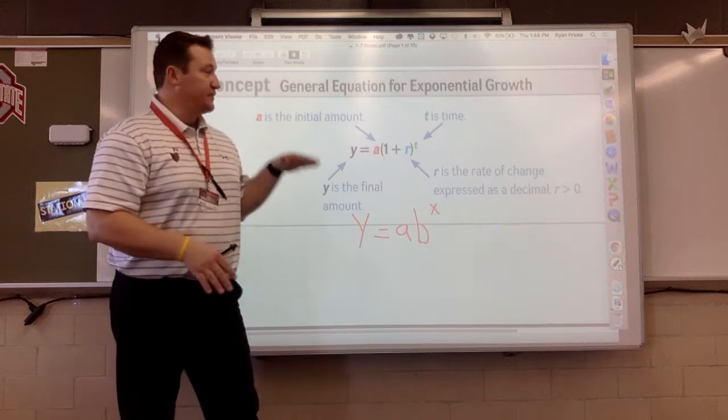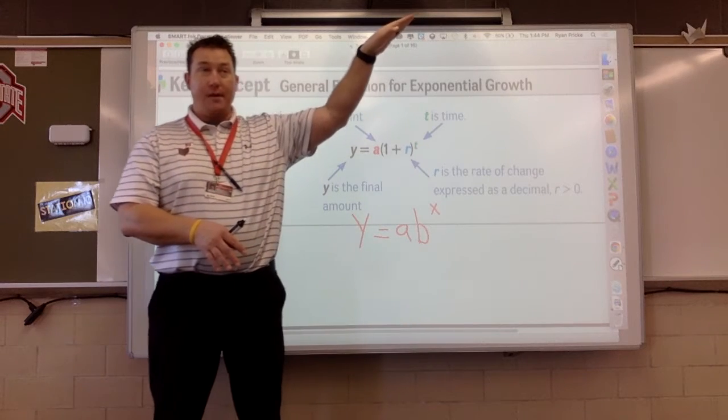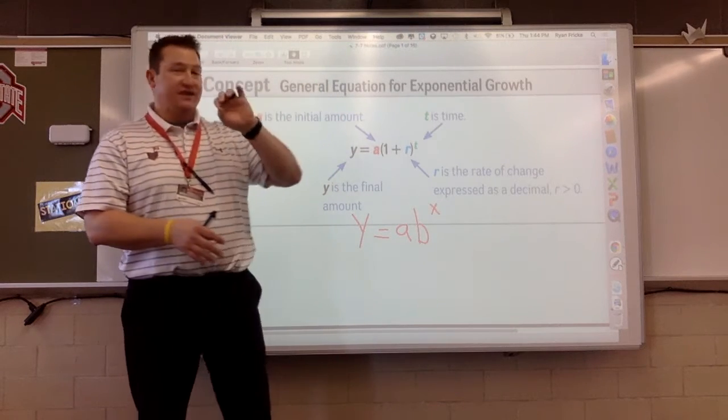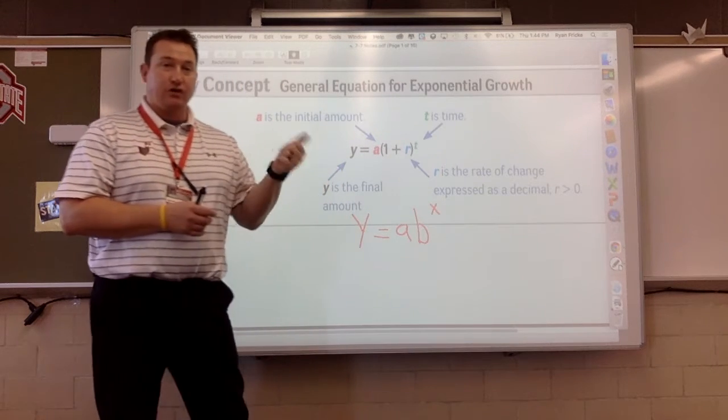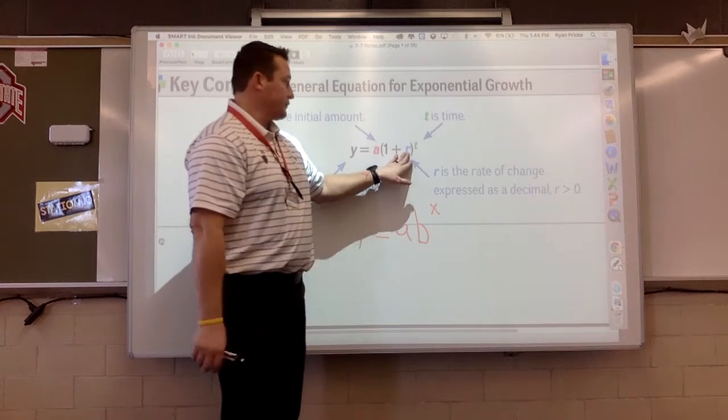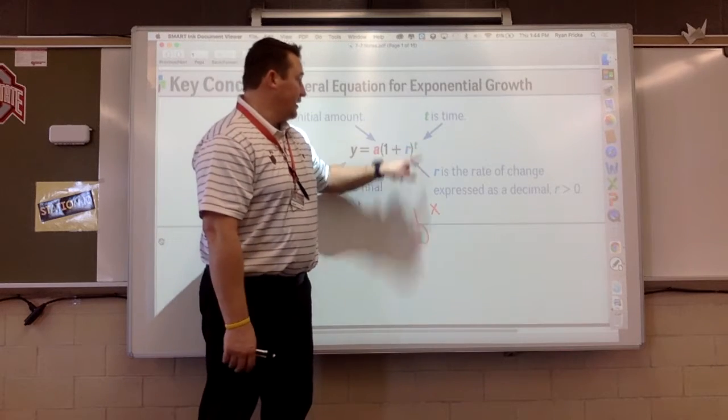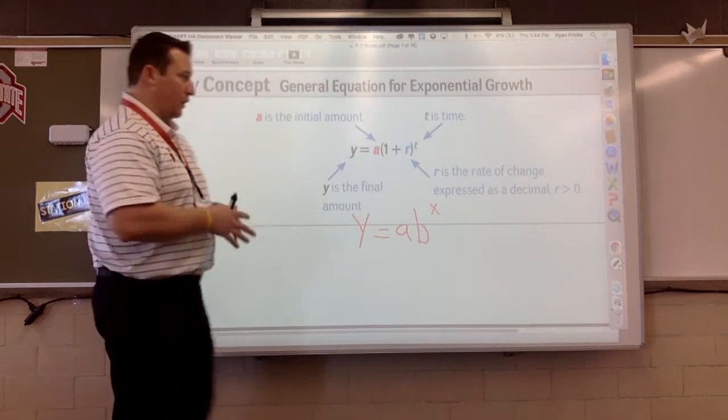Remember, we have two kinds of functions, right? We've got our exponential functions that are increasing, and we have our exponential functions that are decreasing. Growth and decay is what we call those, okay? Again, t is time. t is like our x here, okay?